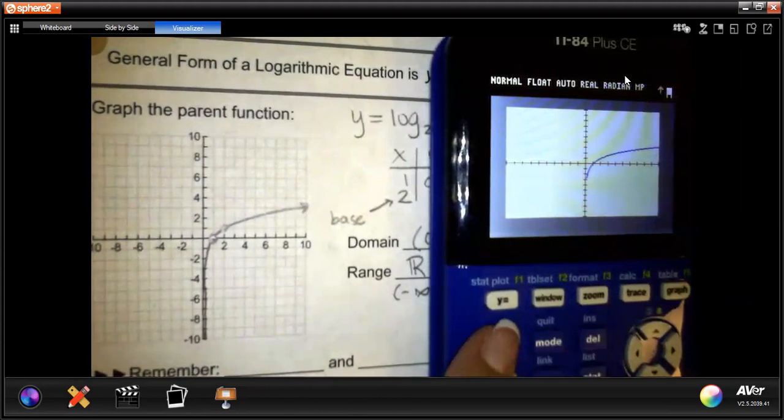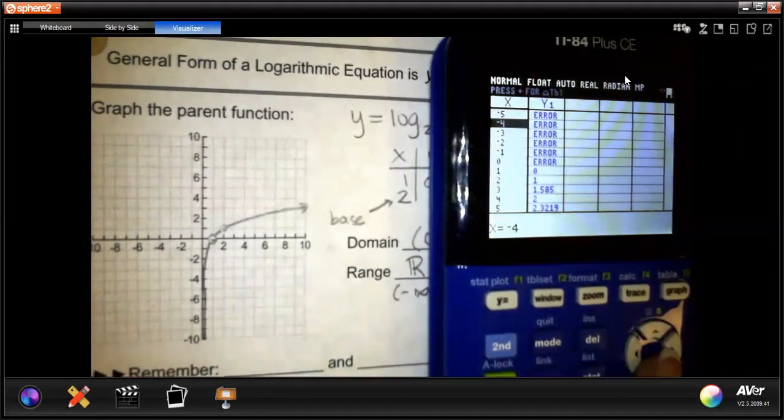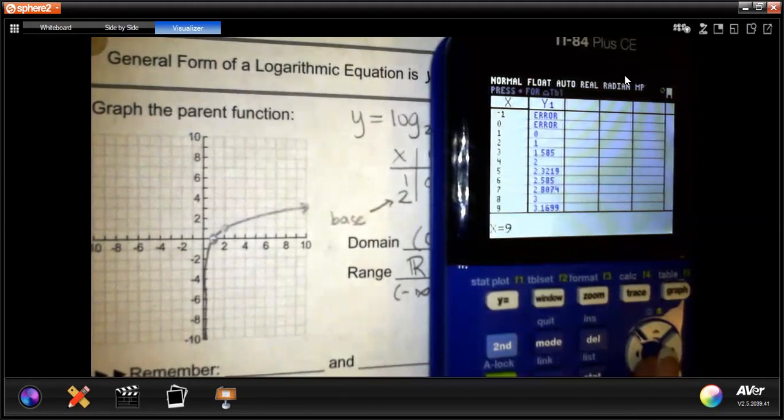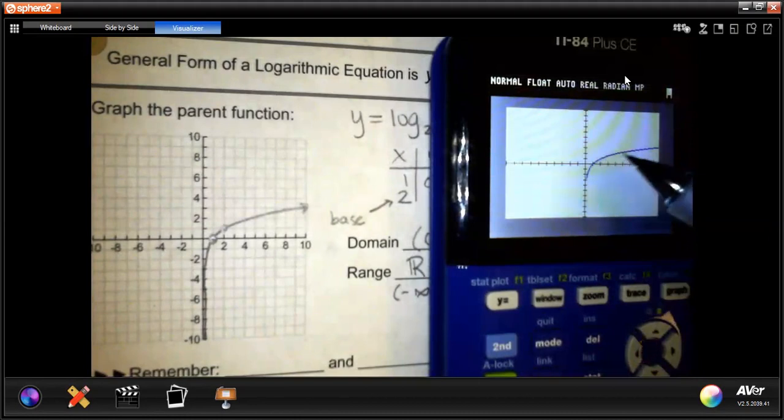All right, so let's look at our table here. So I hit second graph and I look at the table. I see that at 0 it says error, and all of our negative values say error. You cannot have a negative argument and you can't have an argument of 0. It starts after that. So we see our point at (1, 0), which we said was one of our key points. And then you see (2, 1), and then it starts to go up from that point there. In order to graph it, it will continue going forever. So that makes our graph right there look like this and then keep going forever to the right.